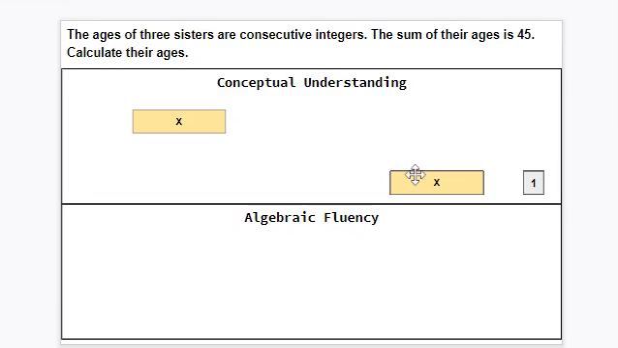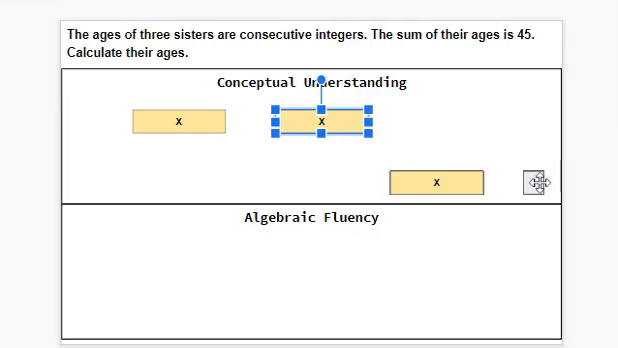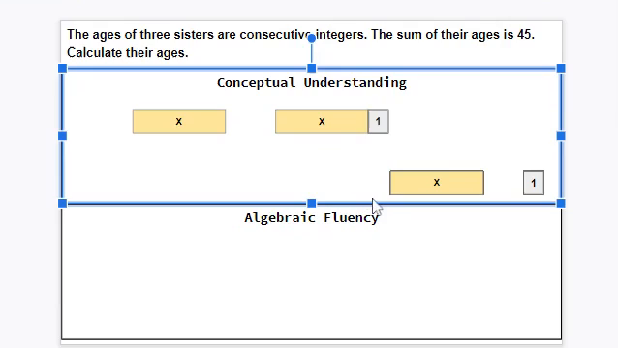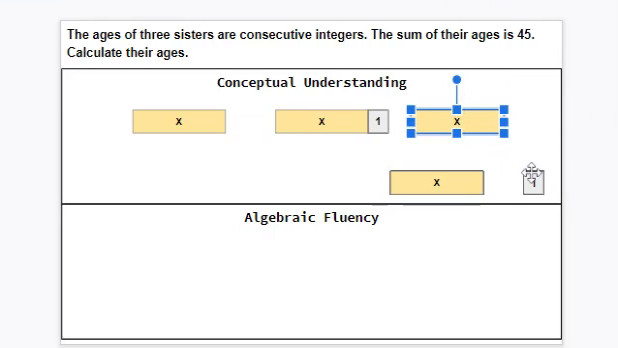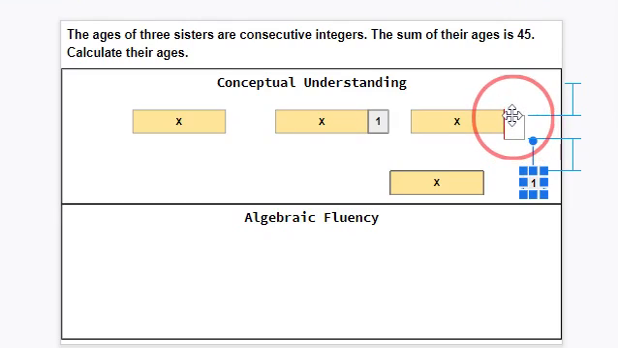So I'm going to say that the next sister is the same unknown age as her previous sister plus one more year. Okay? So this is the first sister. This is the second sister. And for this third sister, we know that she's got to be exactly 1 year older than the middle sister. So I can say that this right here represents the age of the oldest sister.